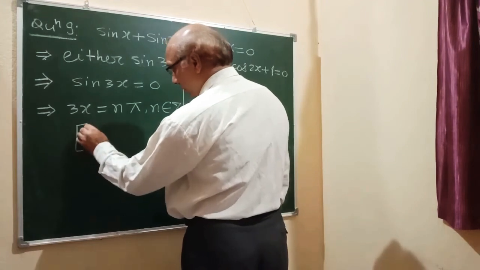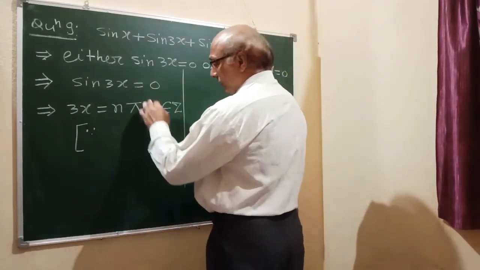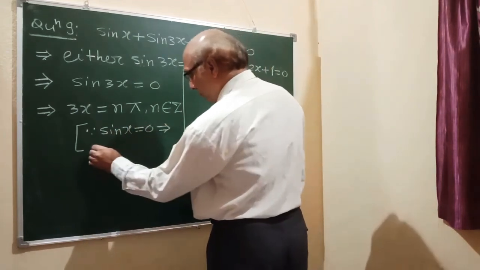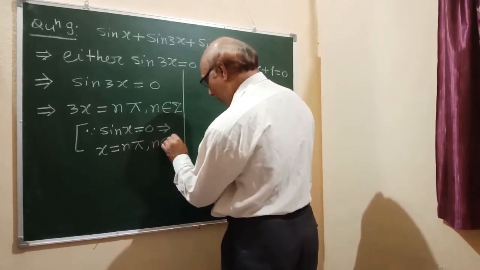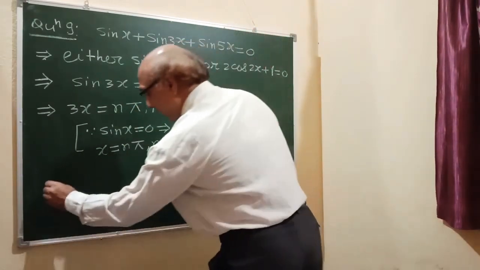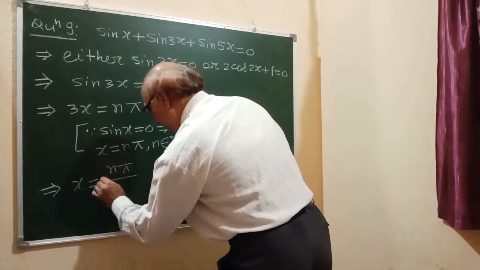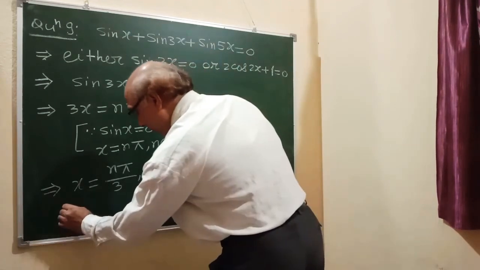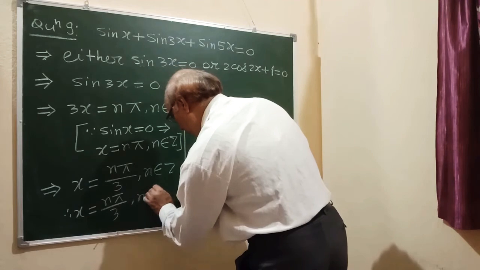Dear students, we know that the general solution of the equation sin x is equal to 0 is x is equal to n pi, where n belongs to integer. Using this result here, we can write 3x is equal to n pi, and this implies that x is equal to n pi by 3, where n belongs to z. So x is equal to n pi by 3, where n belongs to z.